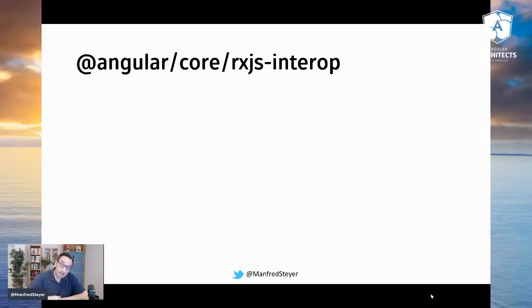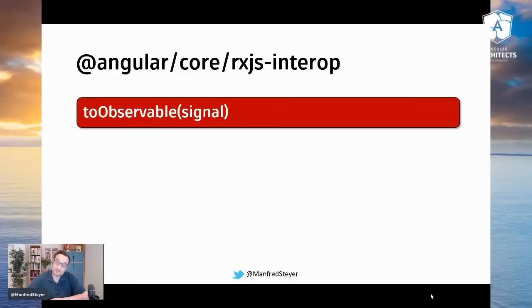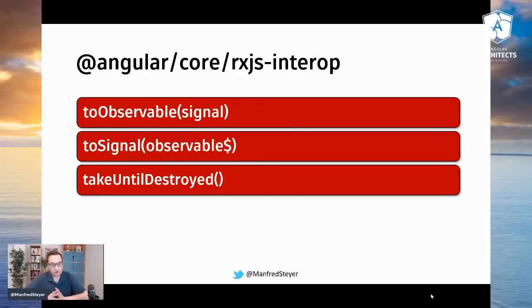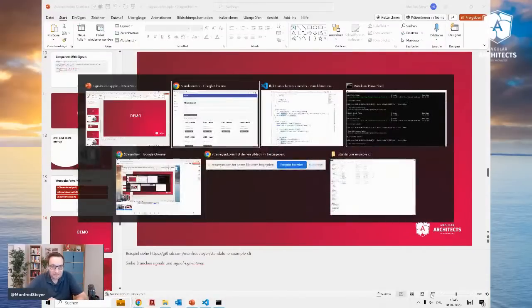For this, the Angular team gave us this namespace, Angular core Rx interop, and this namespace has 3 functions. The first function is converting a signal to an observable. The other function is doing the other way around. It converts an observable to a signal. And then we have this convenience function called takeUntilDestroyed for implementing the until destroyed pattern for closing observables. I'm going to use it in a minute, or perhaps in 2 or 3. Okay, let's have a look at this.